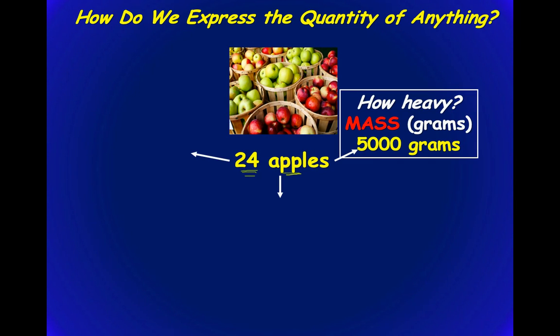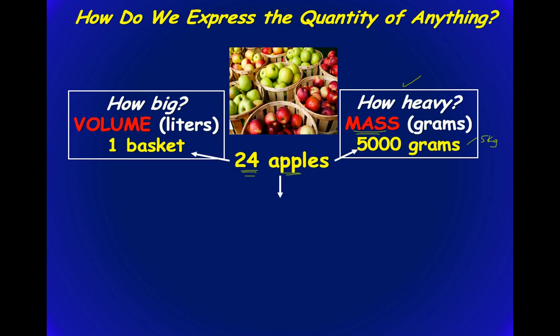And number one, I can pay for them by mass. I can say, well, how heavy are those apples? Maybe I have 5,000 grams of apples, or maybe 5 kilograms. You can even think of this as being 5 kilograms. And you could pay for those apples by kilogram, right? You could weigh those 24 apples. I'm not saying that it's exactly 5 kilograms or even 5. I'm just using these numbers for comparison. So you could say how heavy something is. So you can do it by mass.